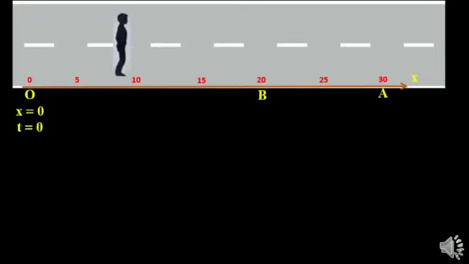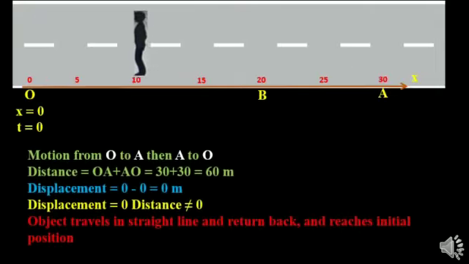In the third case, the person moves from O to A, then from A to O. So the distance equals OA plus AO equals 30 plus 30 equals 60 meter, and displacement equals 0 minus 0 equals 0 meter. So in this case, displacement equals 0 while distance traveled is not equal to 0.